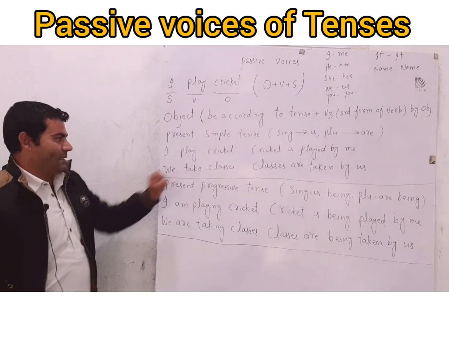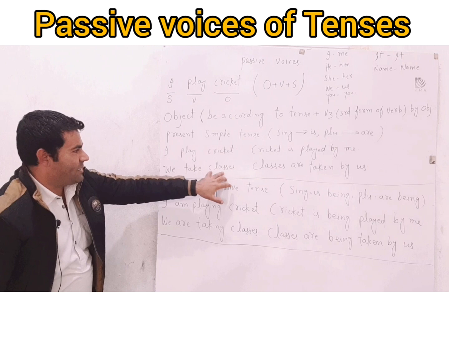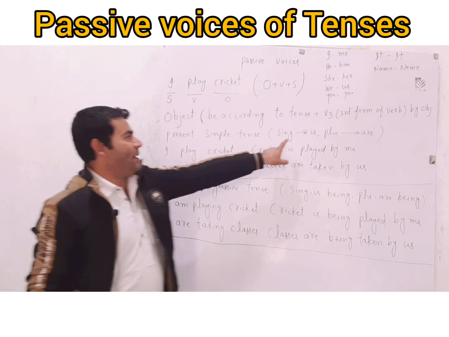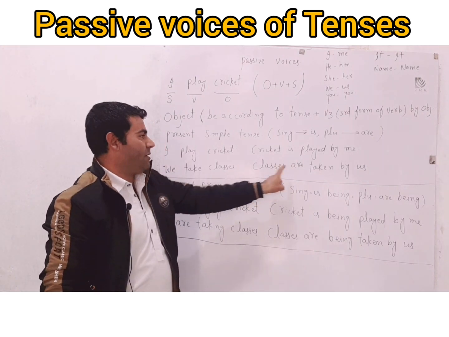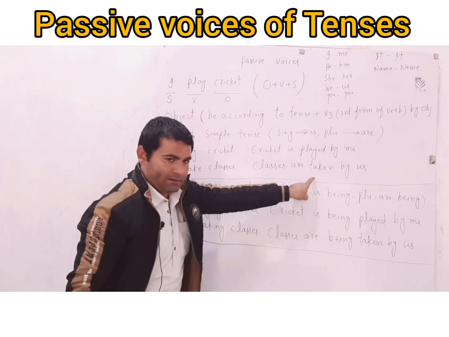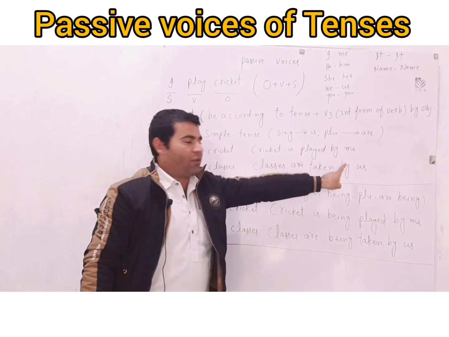We take classes. Now you just look at the object, it's plural. Classes, okay? And with plural, as I have mentioned there, we use the helping verb are. And the third form of take is taken. And then we put by, and then we use us.